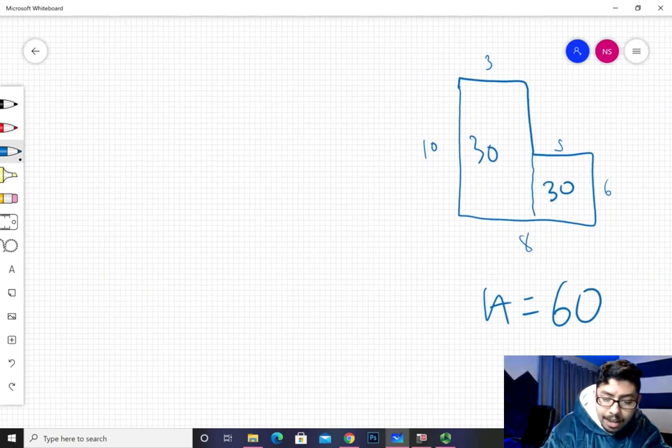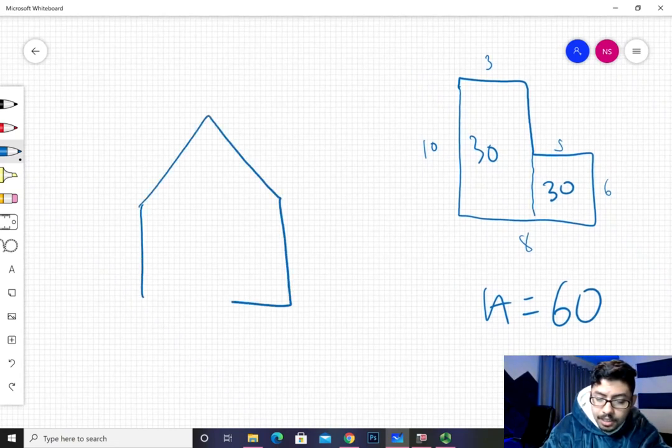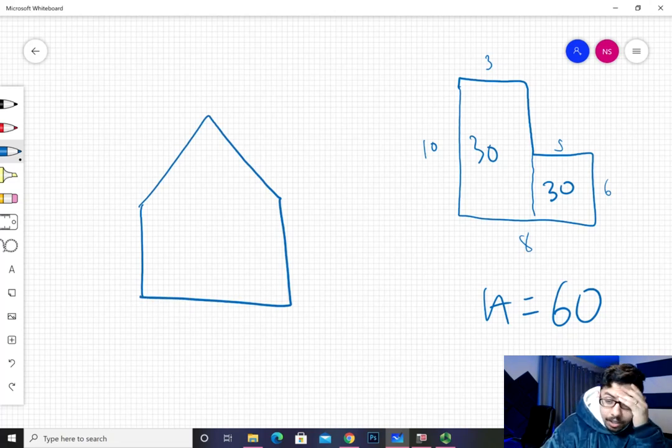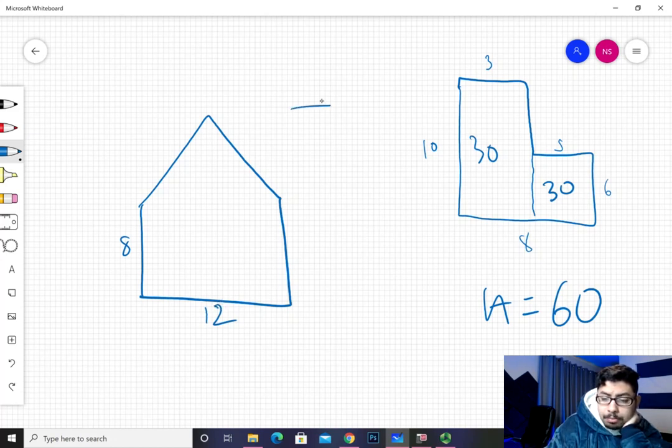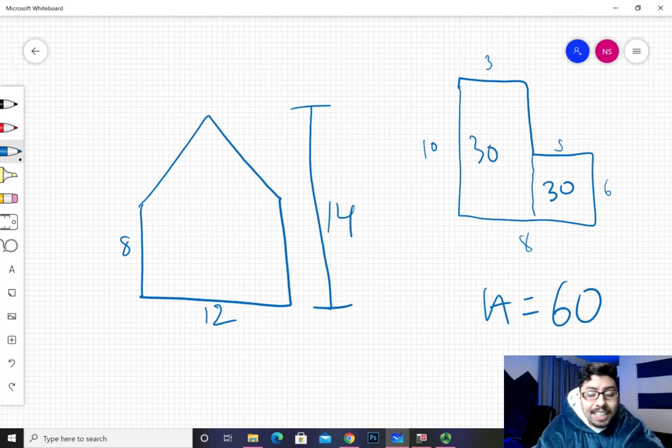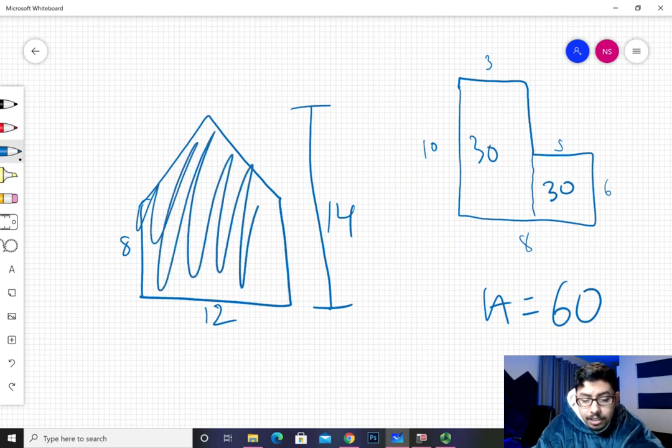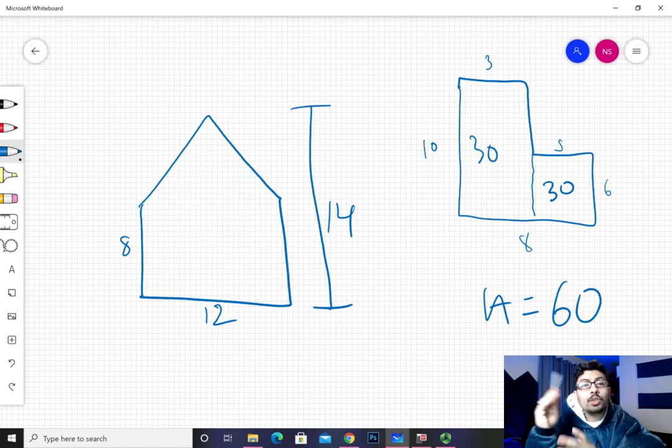Let's say we have a house like this, right? And we're told that the siding of the walls are 8 feet high. The width of the house measures 12. And let's say from top all the way to bottom measures 14. And we're told to find the area of this one side of the house. Boom, boom, boom, boom. What do you need to do?